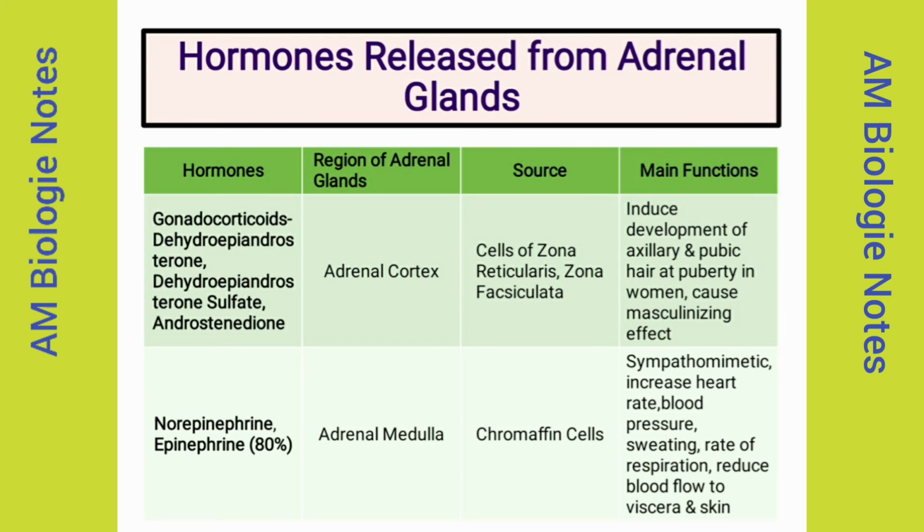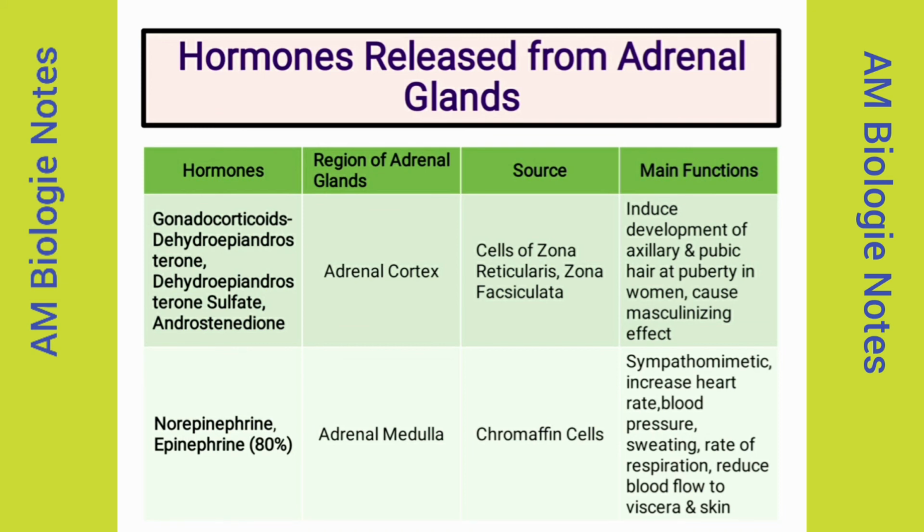Gonadocorticoids include dehydroepiandrosterone, dehydroepiandrosterone sulfate, and androstenedione. These hormones are secreted mainly from parenchymal cells of the zona reticularis and to a lesser extent of the zona fasciculata. They induce development of axillary and pubic hair at puberty in women, cause masculinizing effect, etc.